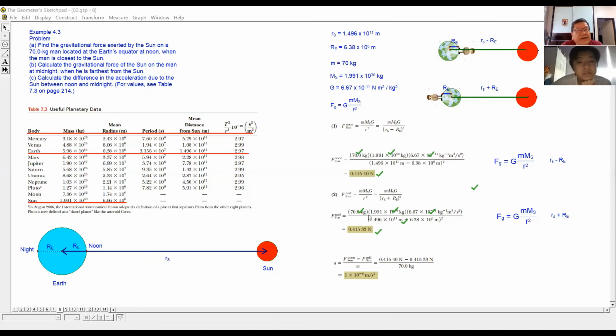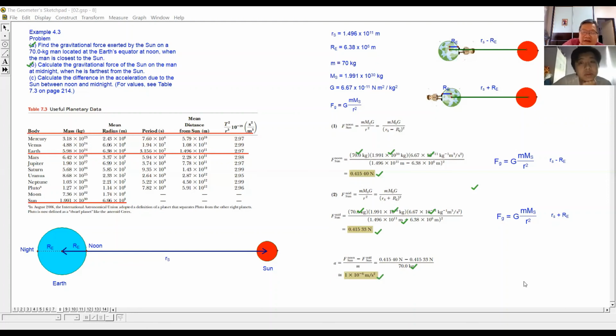So this will answer our question A and question B, the gravitational force exerted by the sun. Now the difference in the force is you take the first number minus the second number, that will be the difference in the force. If you divide by the mass, that will be the difference in acceleration due to gravity.